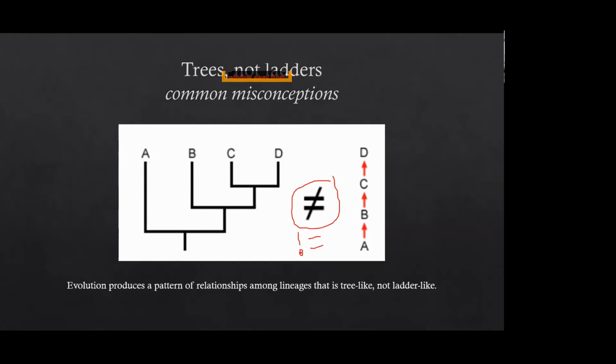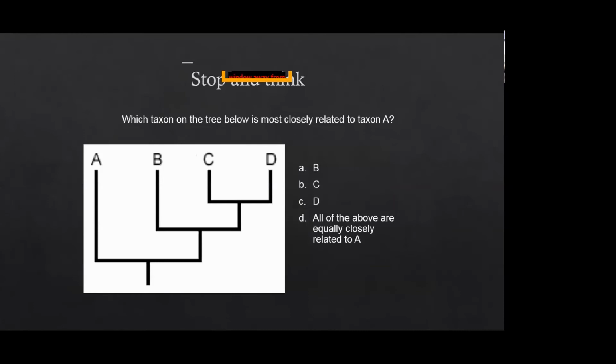And so, right, we're thinking about trees, which we've been talking about now for a couple weeks, not a ladder, right? So the way to read this is not that A evolved into B and then B evolved into C and then C evolved into D, right? That's how people used to think, but we understand that evolution doesn't happen like that.